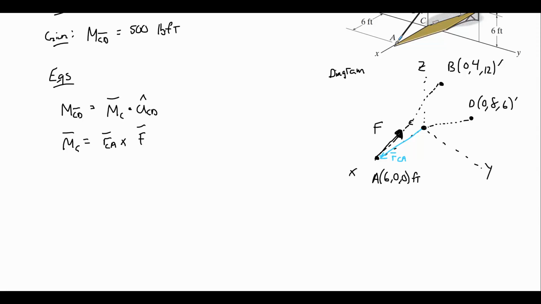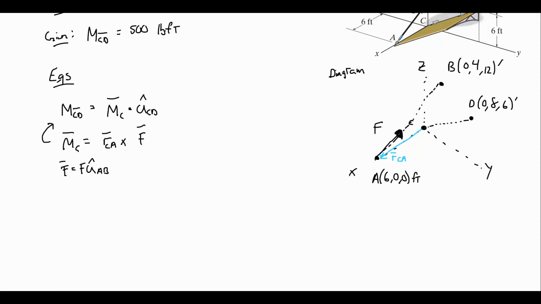All right, so in order to do this cross product, we are going to need to know the components of R_CA. We're going to need the components of F. In order to use the dot product, we're going to need to know M sub C, which actually we can find that first and then feed it into that first equation. But we're also going to need to know U hat CD. In order to know the components of F, we also need to realize, since we're not given what F is, it's going to be its magnitude times its direction.